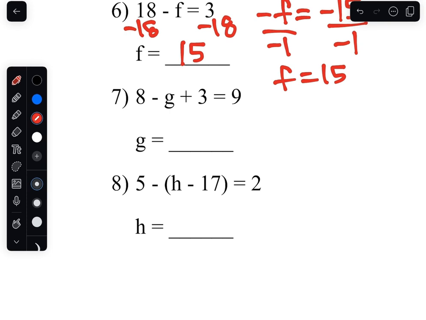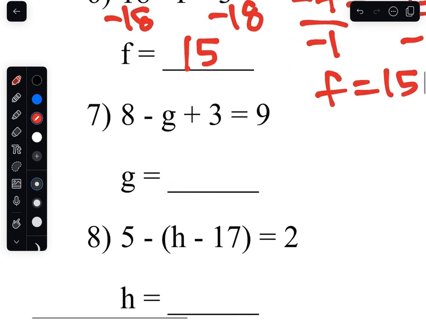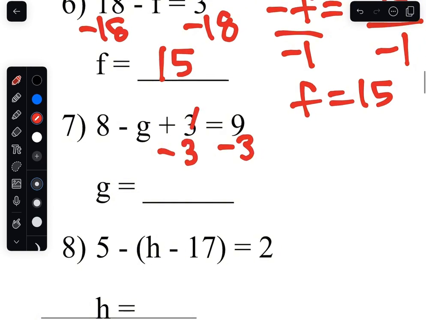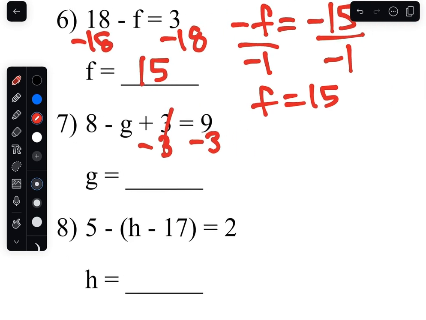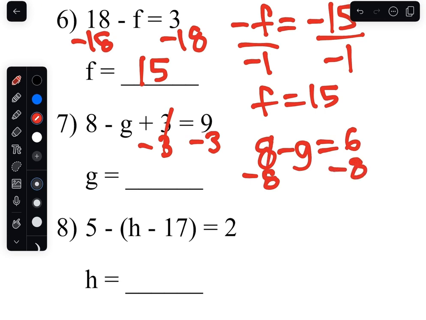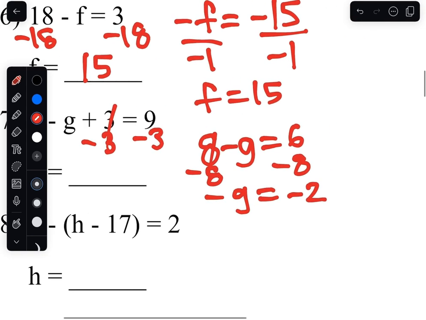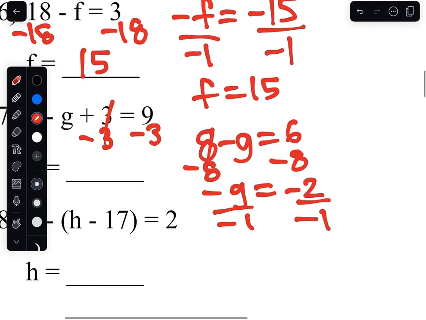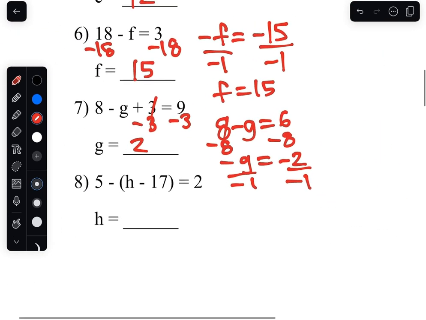Number 7, 8 minus g plus 3 is equal to 9. So first subtract 3 from both sides. The 3 cancels out. 9 minus 3 is 6, so we're left with 8 minus g is equal to 6. Subtract 8 from both sides. The 8 cancels out, so we have negative g is equal to -2, because 6 minus 8 is -2. And then we have to divide both sides by -1, because you can't have a negative variable. So g is equal to 2.